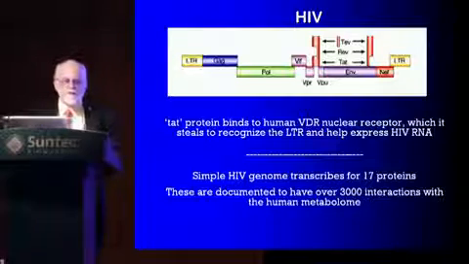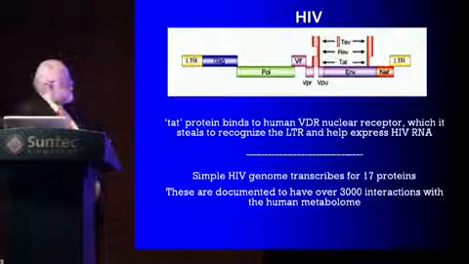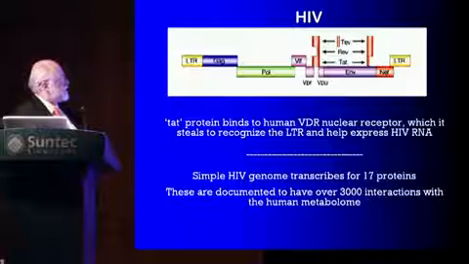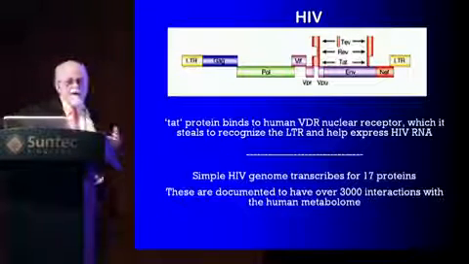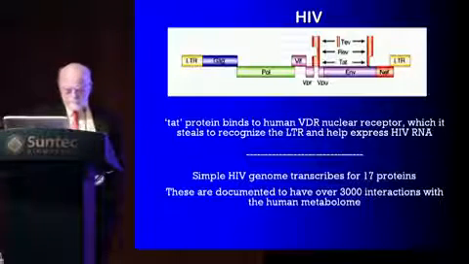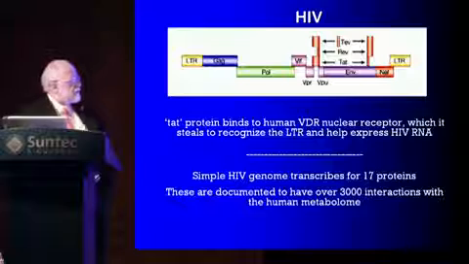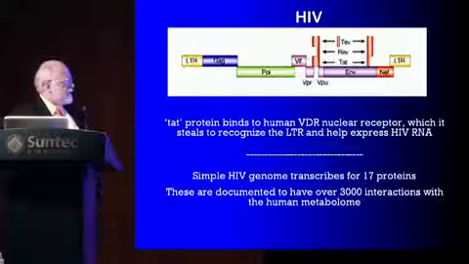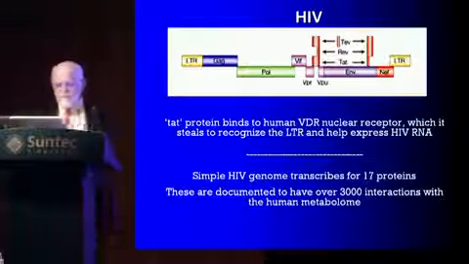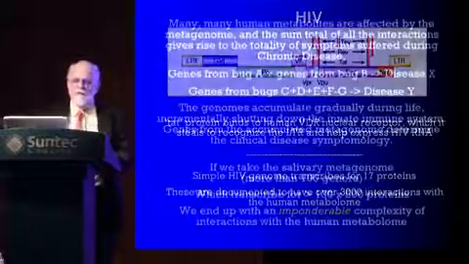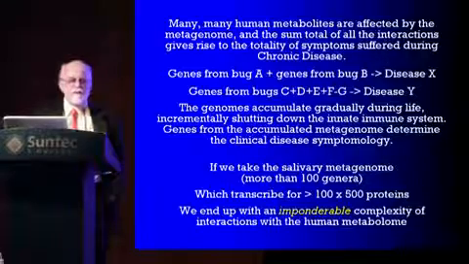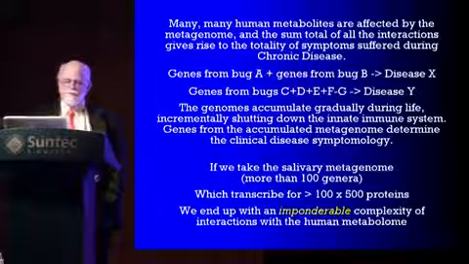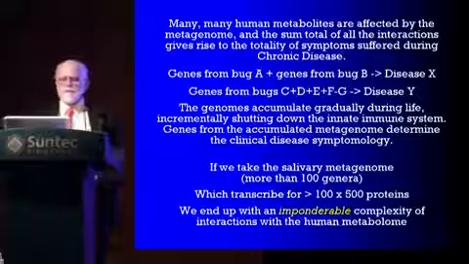The big daddy of them all, of course, is HIV. The TAT protein from HIV binds to the human VDR nuclear receptor, and it teaches this receptor to recognize its own LTR and help it express HIV RNA within the nucleus of the cells. Now, the interesting thing about HIV is it's a very simple genome. The genome transcribes for only 17 proteins, and yet these 17 proteins have over 3,000 interactions with human proteins and enzymes. Many, many human metabolites are affected by the metagenome, the persistent pathogens that live within the phagocytic cells. The sum total of all the interactions gives rise to the totality of symptoms suffered during chronic disease.